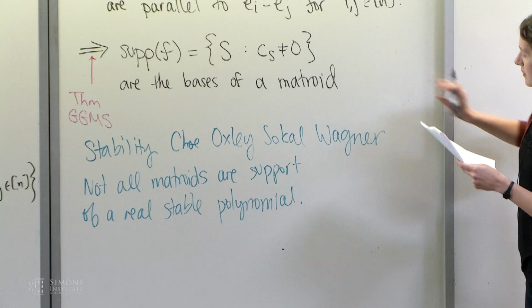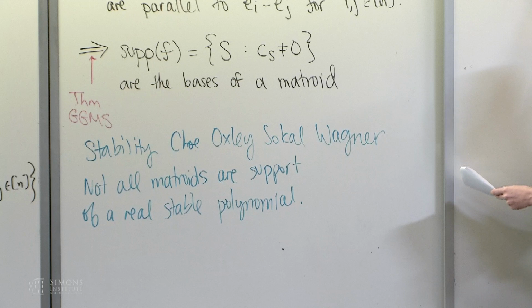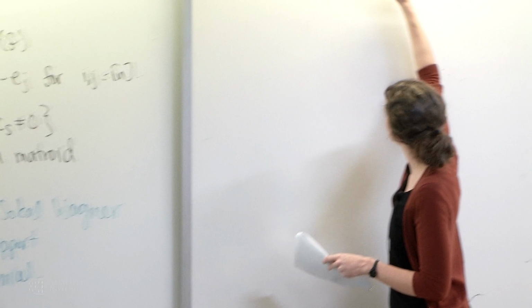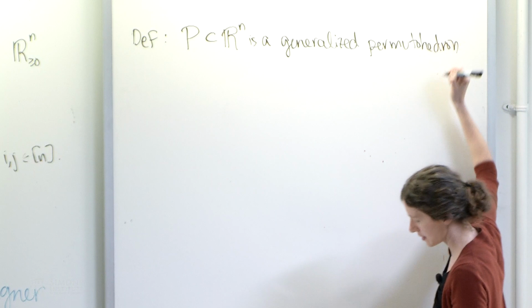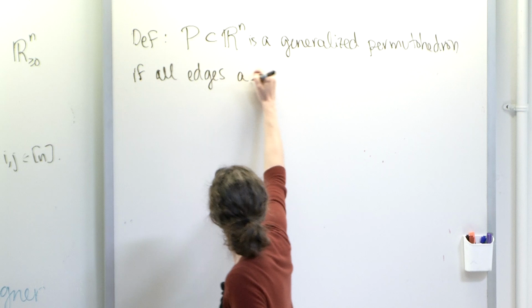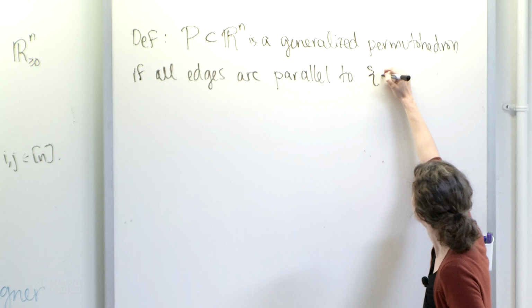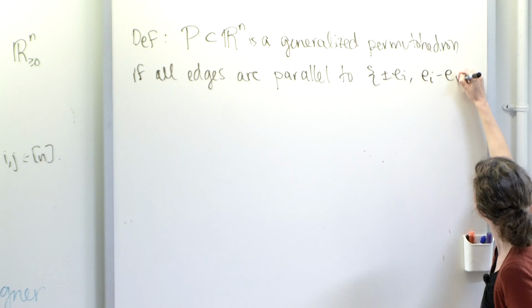For the corresponding statement for these polynomials, I want to define a particular type of polyhedron. I'll say P is a generalized permutahedron if all of its edges are parallel to either plus or minus e_i or e_i minus e_j.